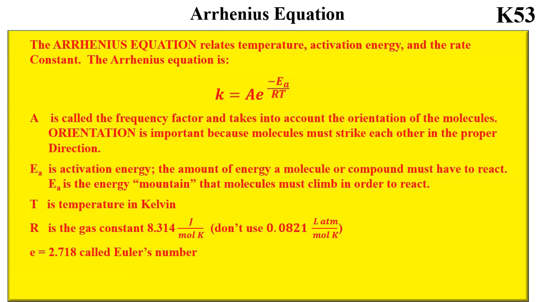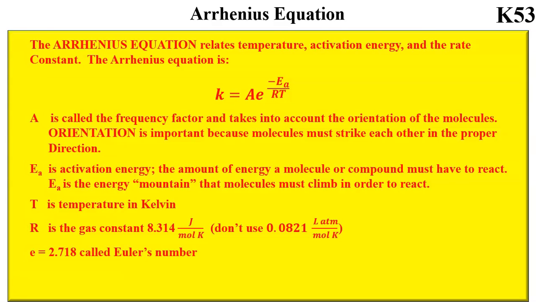Orientation is important because molecules must strike each other in the proper direction. In other words, if I take a ruler and want to break it over the side of the table, if I hit the ruler on the end of the ruler, it won't break. But if I turn it sideways and hit it, long ways against the side of the table, it will snap pretty easily. So it depends on which direction I have the ruler oriented in order to determine whether it's going to break.